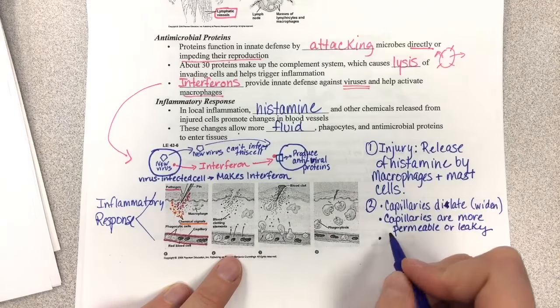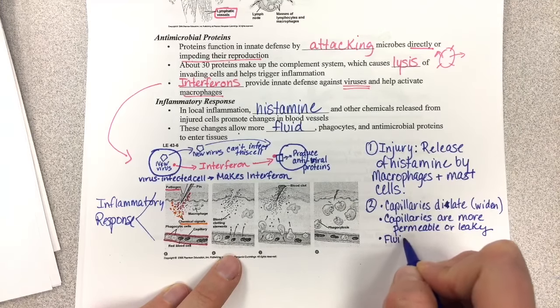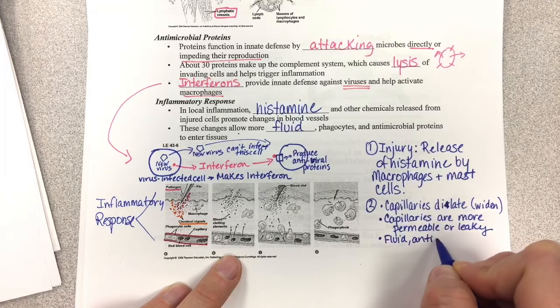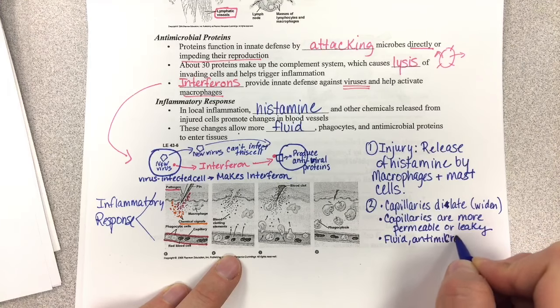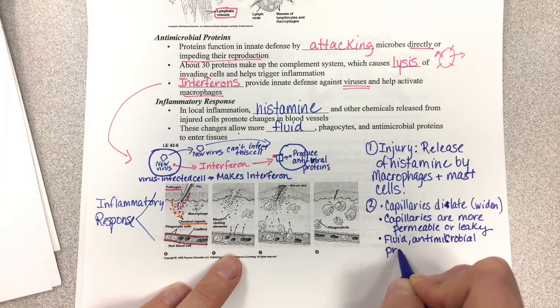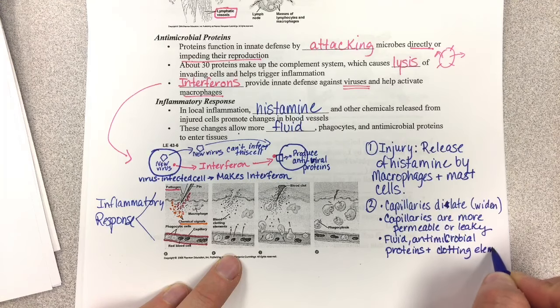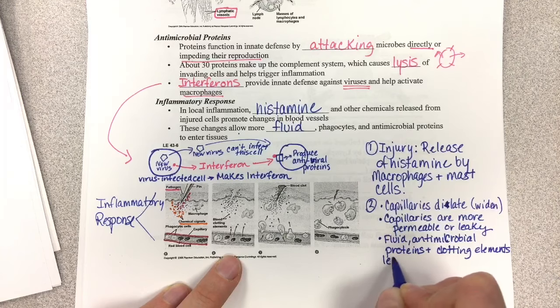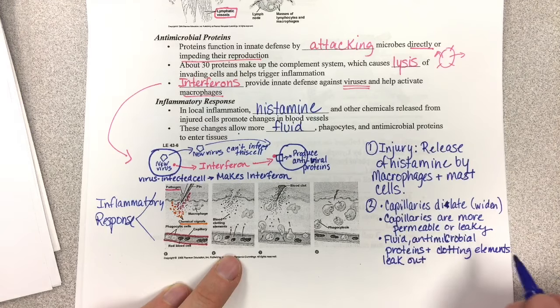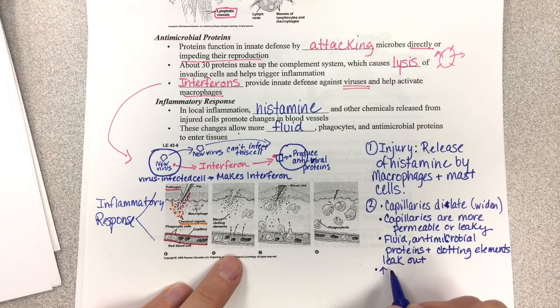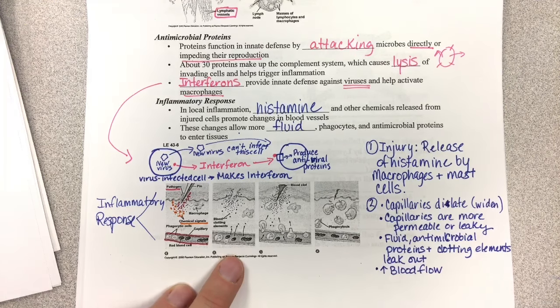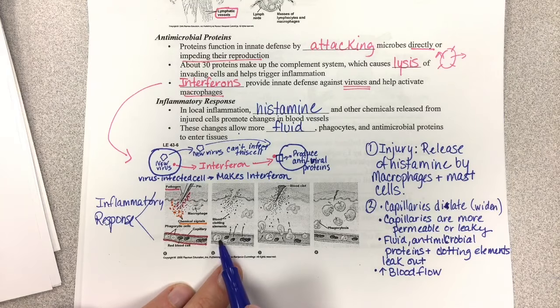So what happens is fluid, antimicrobial proteins, and clotting elements leak out. And then we also have increased blood flow to the area because of the dilation.